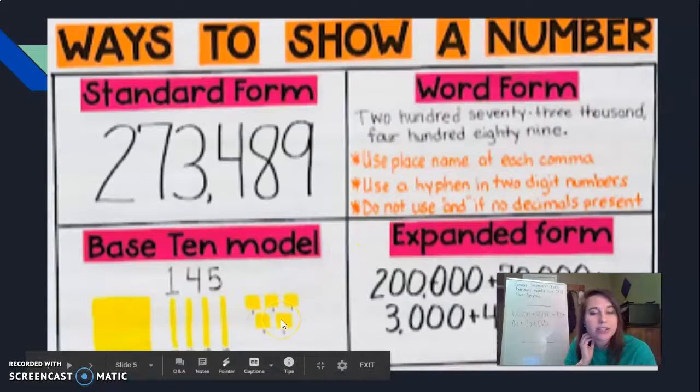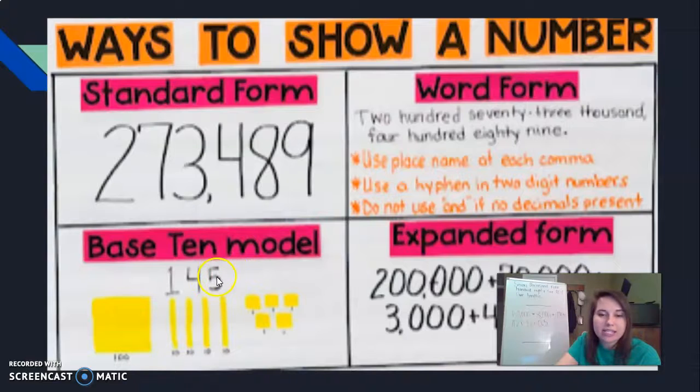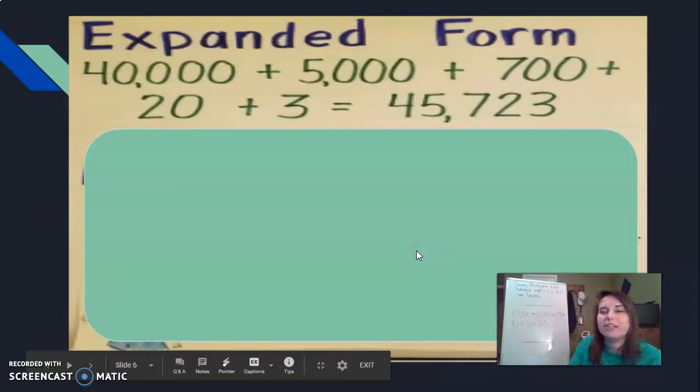And another way to write a number is with the base 10 model. And we have our number here written 145. And let's start with our smallest unit first, which is a 5. So if we're working with base 10 blocks, we have 5 small cubes. 5 is in the ones place. 4 tens, which would be 40: 10, 20, 30, 40. So like 45 if I put those together. And then the hundreds block, I just have 1, so I have 145.